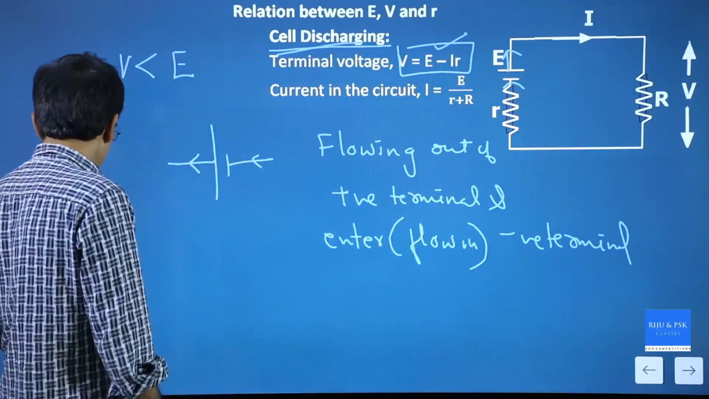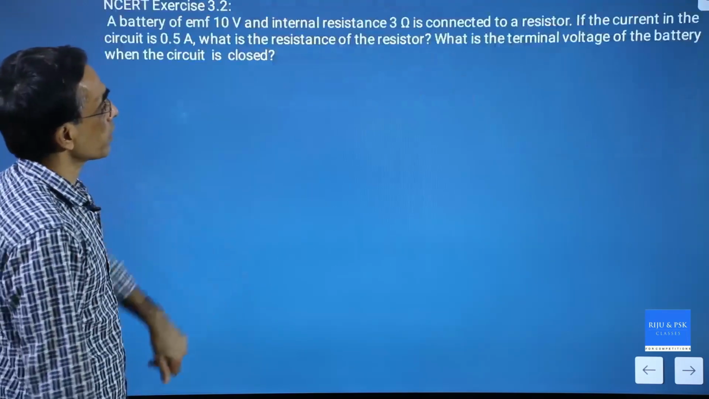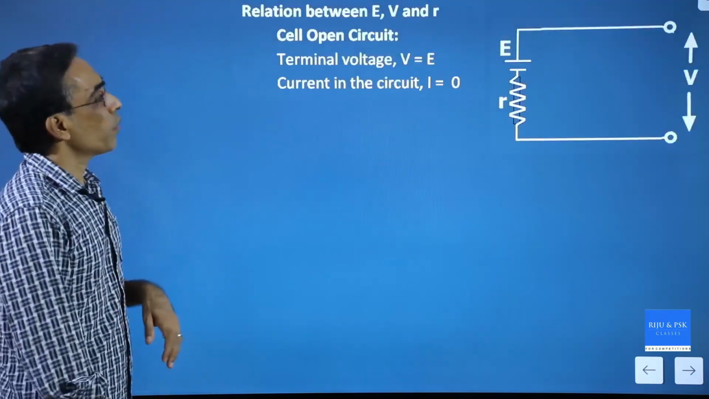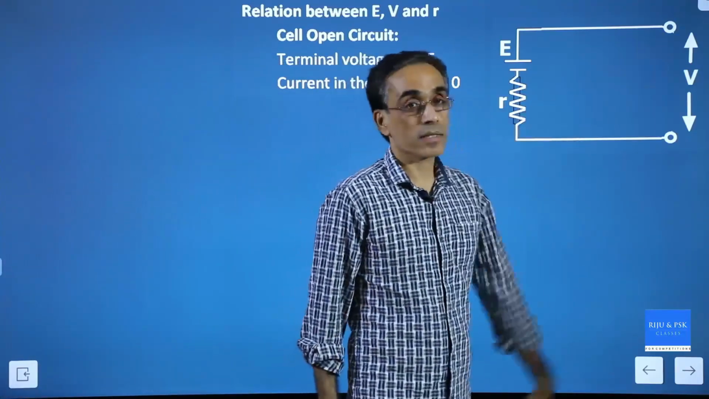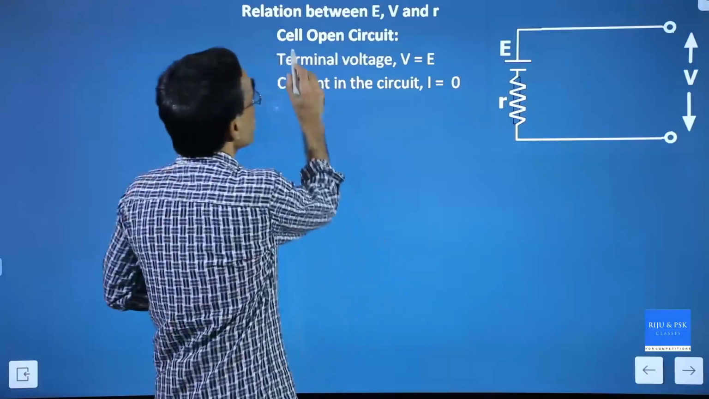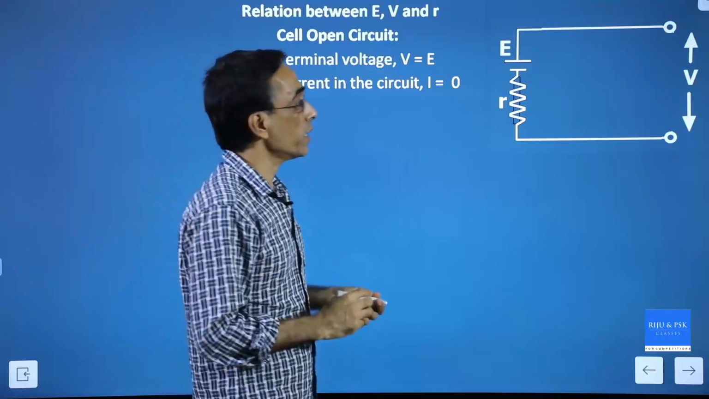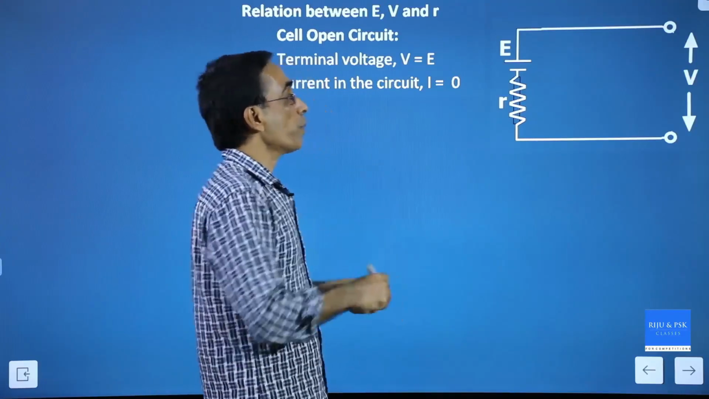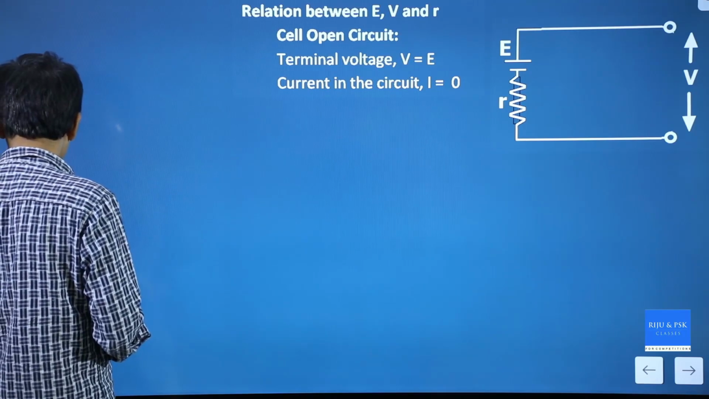Clear. But you can have your cell in different situations. Second one, what happens in this case? In this case, there is nothing connected here, so there is no current flowing. If there is no current flowing, then you will say the cell is open circuited. If the cell is open circuited, use the previous equation, V equal to E minus Ir.